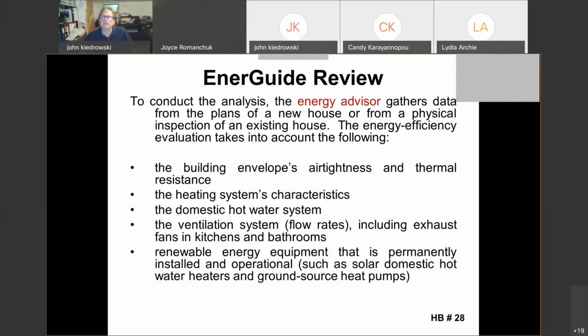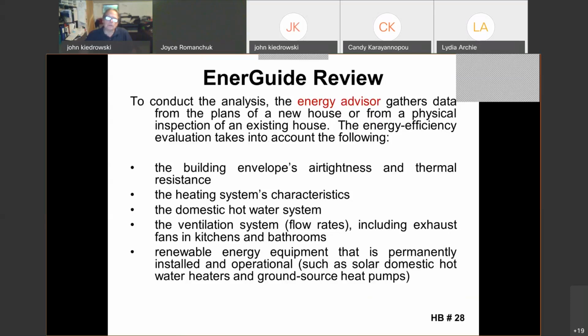And this is what energy advisors actually do. So the building envelope's air tightness and thermal resistance are what they're looking for. They're looking at the characteristics of the heating system and what type of water system, as we looked at things such as the mentioning of energy efficient fixtures and so on. The ventilation system, so they're going to determine flow rates, including exhaust fans, particularly for areas such as kitchens, bathrooms, and probably even laundry rooms.